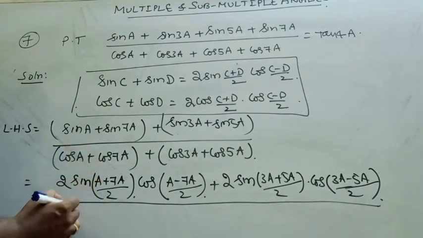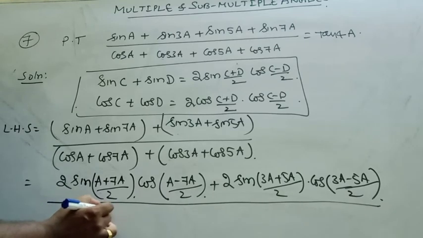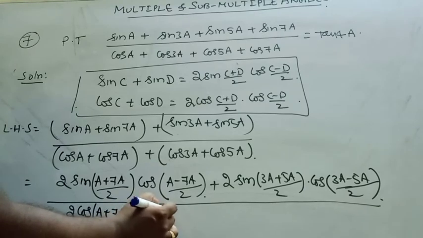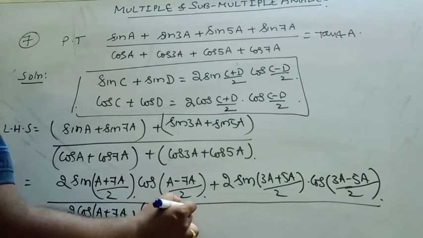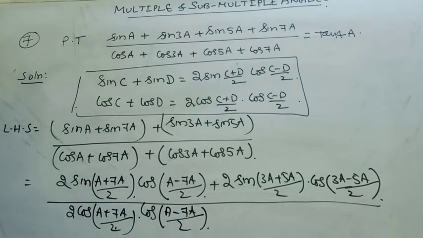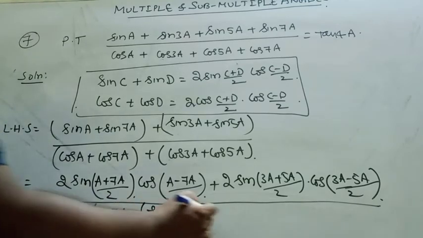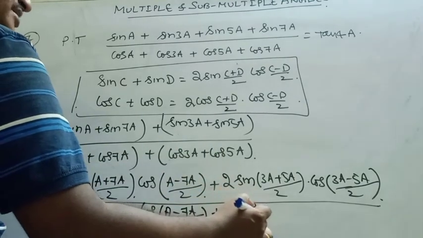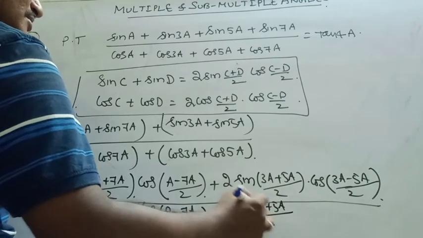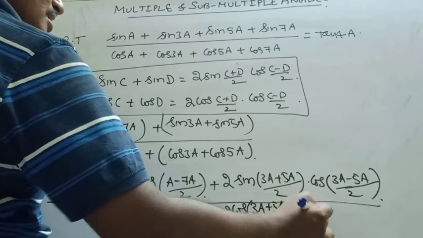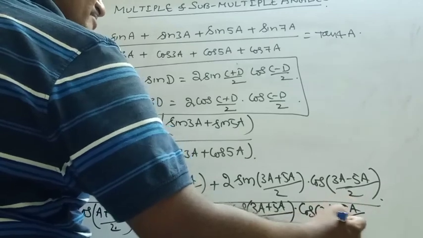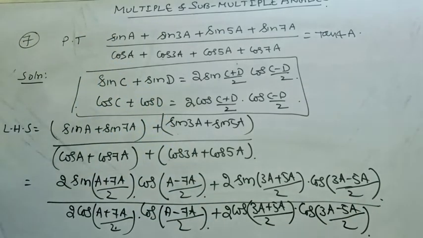This is now 2 cos c plus d by 2, 2 cos a plus 7a by 2, cos c minus d by 2, cos, right, a minus 7a by 2, like this. Wonderful. Plus you have here 2 cos c plus d by 2, that means 3a plus 5a by 2, right, cos, you have here 3a minus 5a by 2. This is what we have got here, like this, right, my dear students.